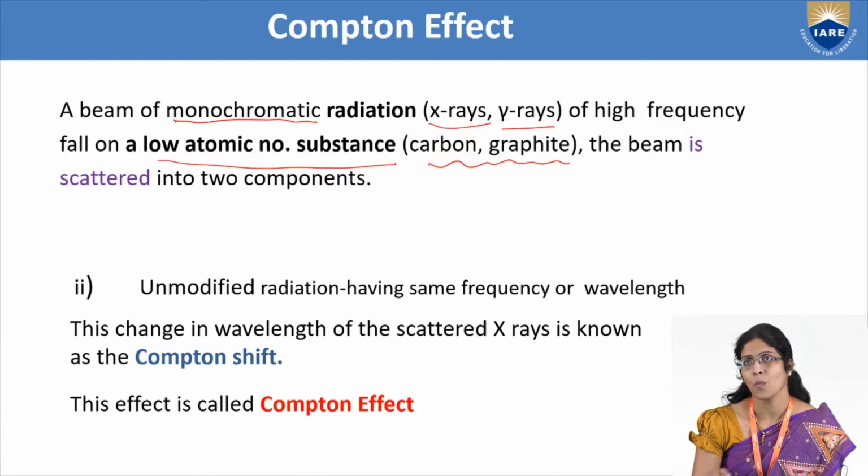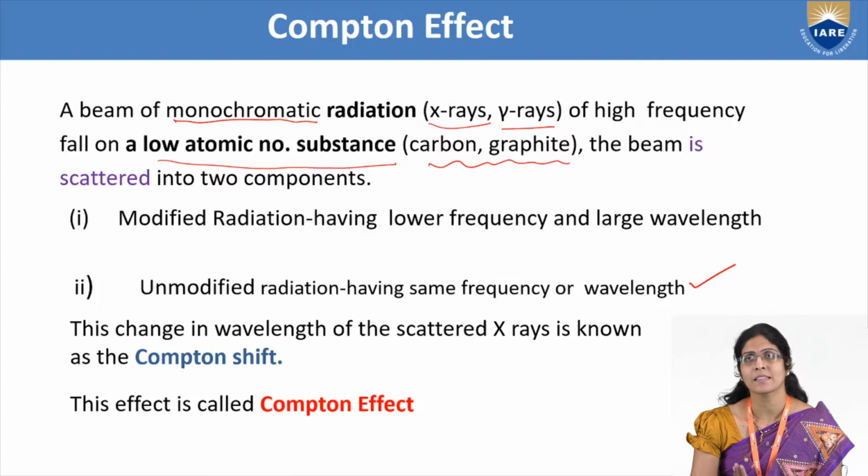What are the two components? One has the same frequency or wavelength as the incident one, and the other has a changed frequency, which is lowered, and a wavelength which is enhanced. So there is a change in the frequency, hence the incident radiation is modified. The change in the wavelength from the incident wavelength is called the shift of the wavelength, named after the scientist as the Compton shift, and the whole effect is known as the Compton effect, and this scattering phenomenon is known as Compton scattering.